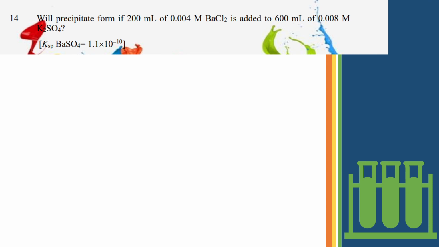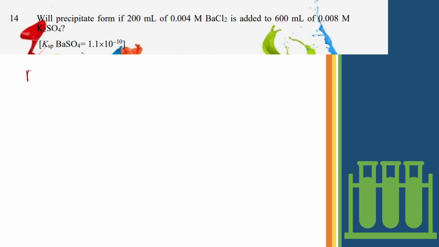So now we proceed to question number 14. Predicting precipitation. So will precipitate form if 200 mL of 0.004 molar of barium chloride is added to 600 mL of 0.008 molar of potassium sulfate. Jadi dia bagi Ksp. Yang kita mau compare di sini adalah Ksp untuk barium sulfate, which is 1.1 exponential negative 10. So kita kena kira solubility untuk barium dan juga solubility for sulfate. Kemudian baru kita boleh kira Q dan compare Q dengan Ksp.